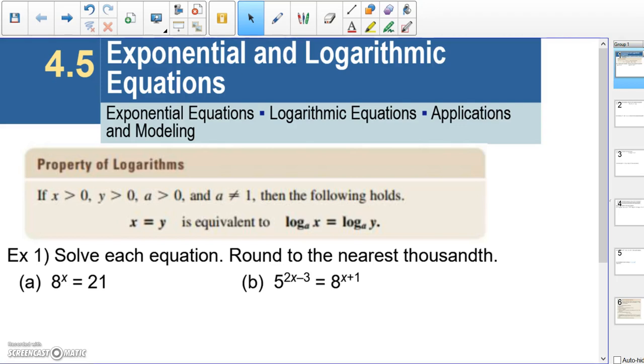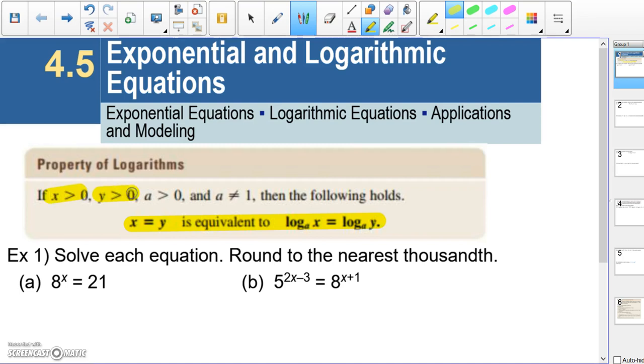We start with the property of logarithms, and it seems pretty inconsequential, but what you want to pay attention to is notice that x and y and of course the base are all supposed to be greater than 0. That's going to come into play when we're talking about our domains, but overall this property is going to help us to solve some of the equations.